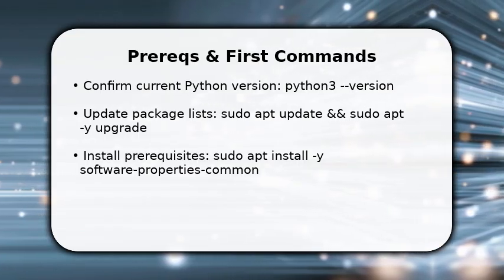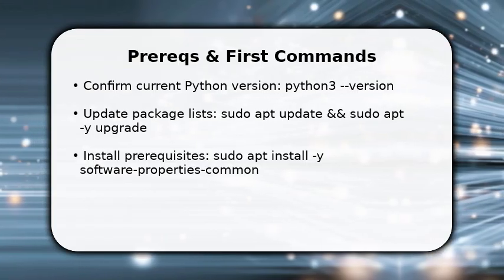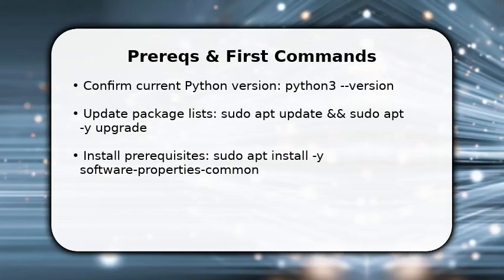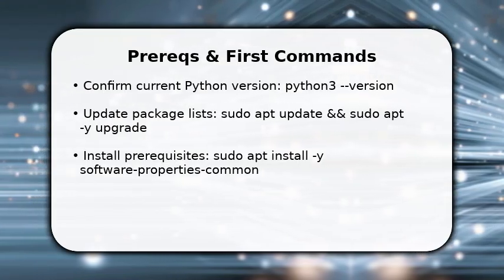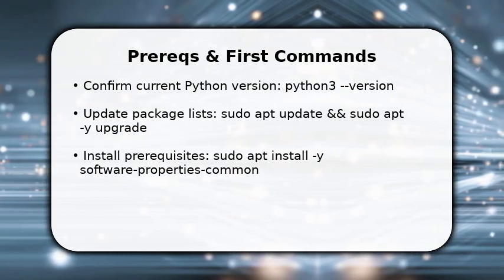Next, add the tools needed to manage repositories by installing software-properties-common. This lets you add third-party PPAs. Make sure to stop any running Python-dependent services before proceeding so package replacement does not break active processes.